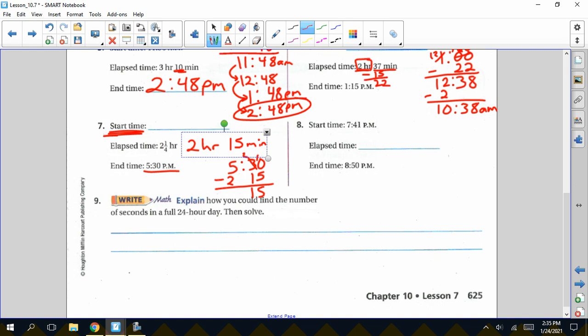But then we're going to take 2 hours away from 5, and we're going to get 3, leaving us with a start time of 3:15. And since we did not pass 12 o'clock, we are still PM. 3:15 plus 2 hours gives us 5:15, plus the extra 15 minutes gives us 5:30 p.m.